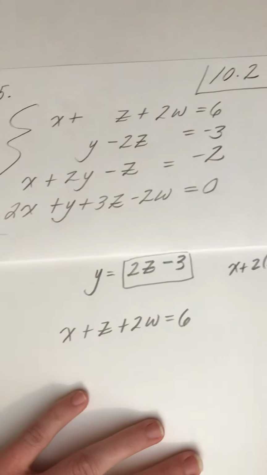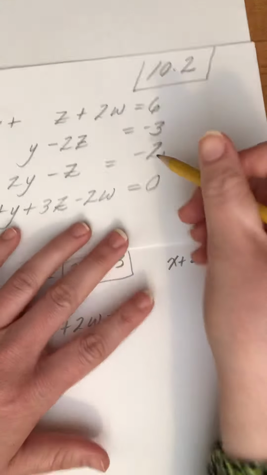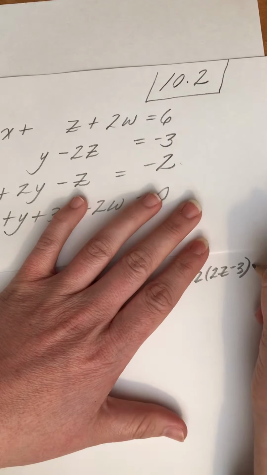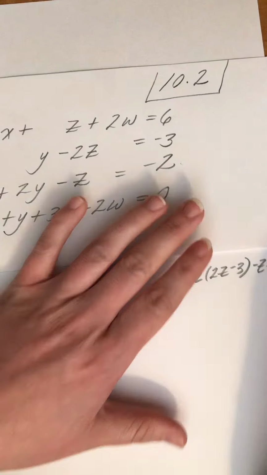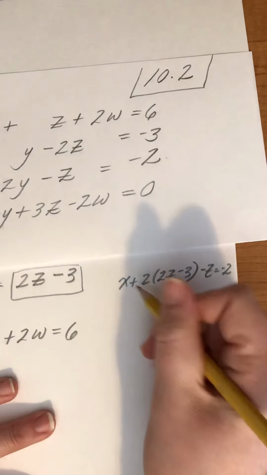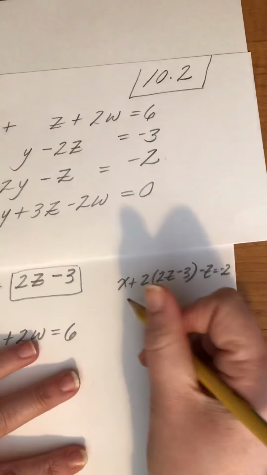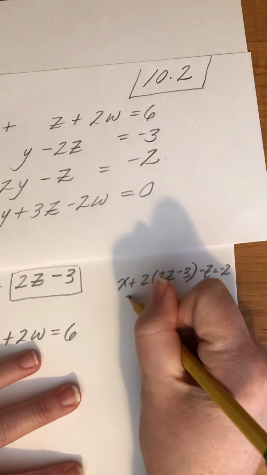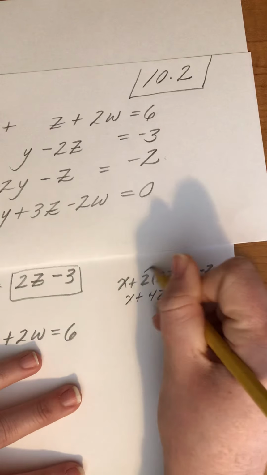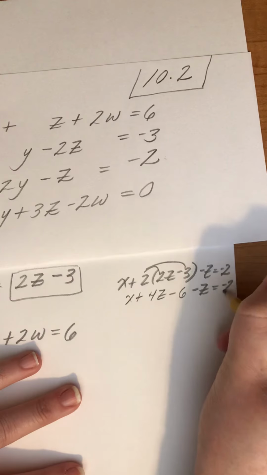Can you even see that? Oh, no, you can't. So I'm plugging this into this third equation here. And then we have minus z again equals negative 2. So if I was to simplify this, see, I did my substitution in for y into that second equation. I would then have x plus 4z minus 6, distributing 2, and 4z minus 6 minus z equals negative 2.